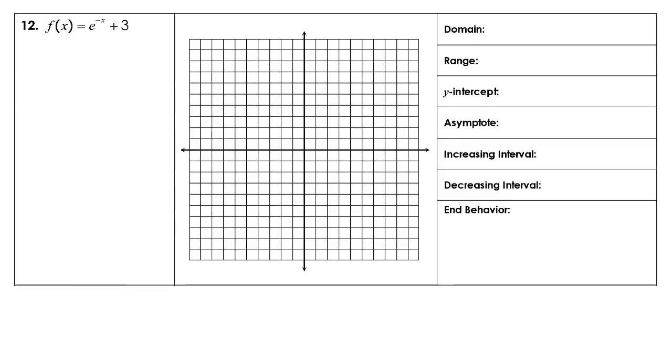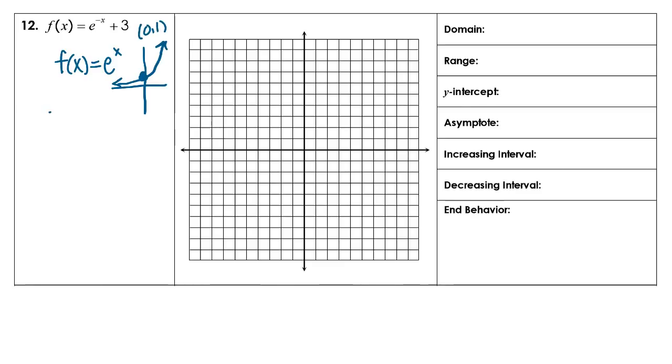In the next example, we are looking at the parent function of e to the x, and keep in mind this is an exponential growth. So the model is going to look something like this. We have here, that's going to be our y-intercept at 0, 1.